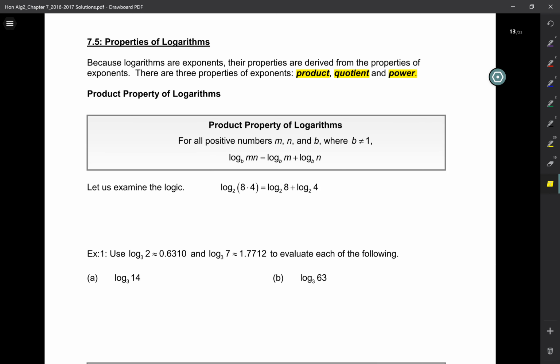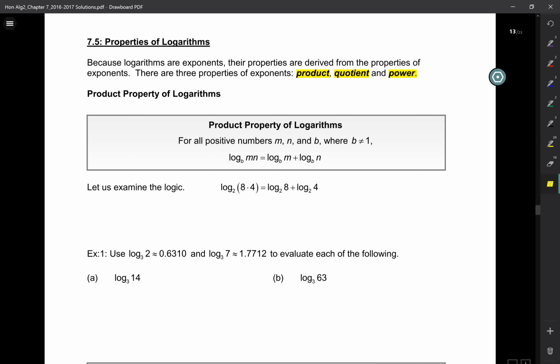Since logarithms are basically what? What is a logarithm? A logarithm is an exponent, right? And you know that when you're multiplying two powers, like x cubed and x to the 7, what happens to those exponents? You add the exponents, right? So there is a connection between multiplying powers and adding exponents. So that sort of lends itself to the product property, the quotient property, and so on and so forth.